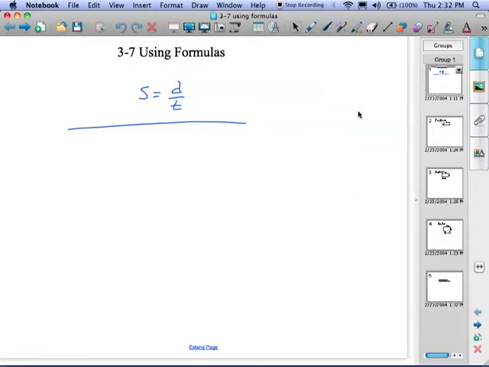3-7, using formulas. In this lesson, we're going to use basically three formulas. The first one is S equals D divided by T. It's relatively famous. Speed is equal to distance divided by time, although our text uses the word rate and speed as the same thing. So you're going to need three pieces of information; you'll be given two of them, you substitute in the pieces you know, do some multiplication or division, and find the missing piece of information.